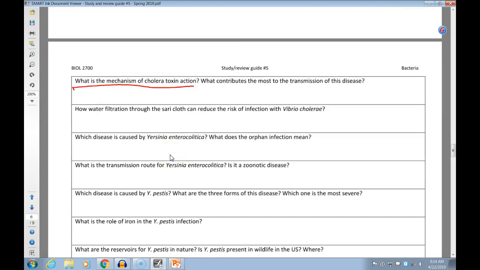Mechanism. So, activation of adenylate cyclase, increased production of cAMP, intestinal secretion, diarrhea.